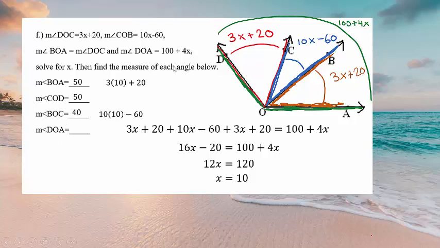Now there's two ways to get angle DOA. I can certainly use the expression 100 plus 4x and get 140, or I can just add the three adjacent angles. Now that I know what they are, I can add them together, 50, 50, and 40, and that also gets me 140. So totally up to you how you want to make that happen. We'll be doing more practice with that, but that kind of gives you an introduction to the world of angles.